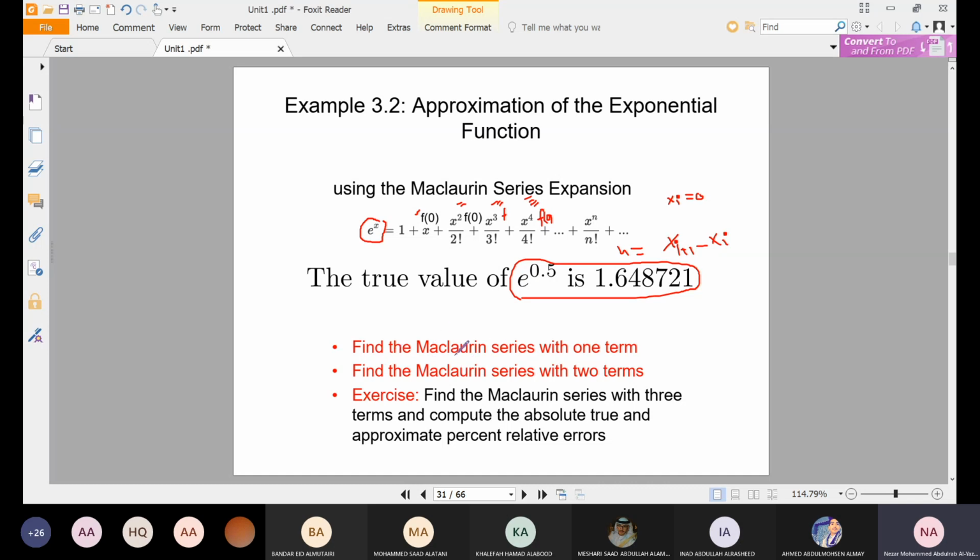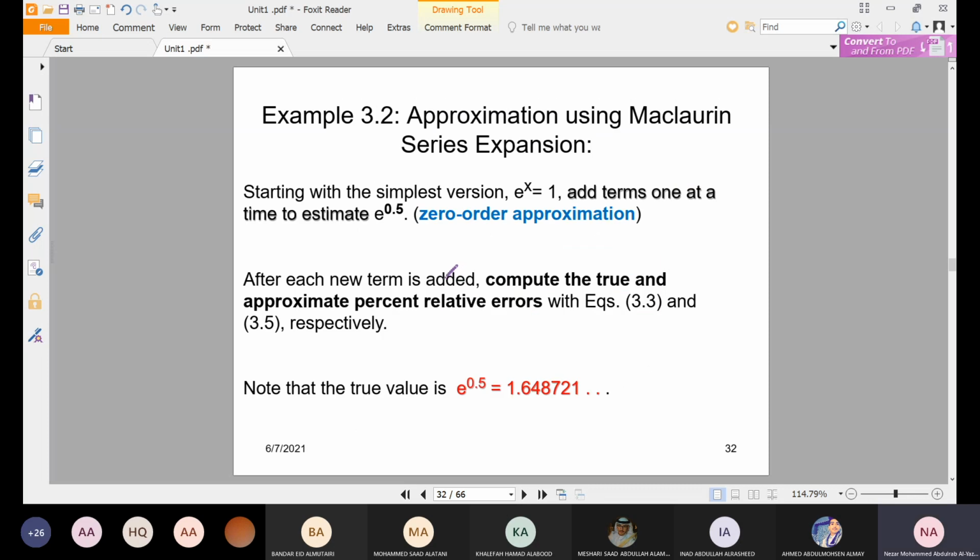So here, find the Maclaurin series with one term. That means I need this term only. So what will be the value now? We start with the simplest version with one term. I will get the function e to the 0.5 is equal to 1 because I use only one term now. So here I can compute the error. This is my first measurement. I use only one term from the series, or we call this zero order approximation. So this is my first estimation.